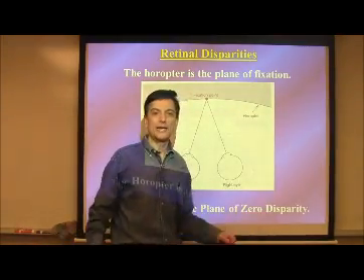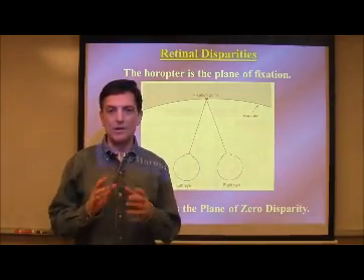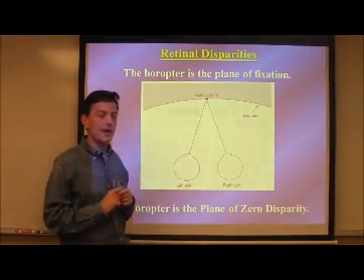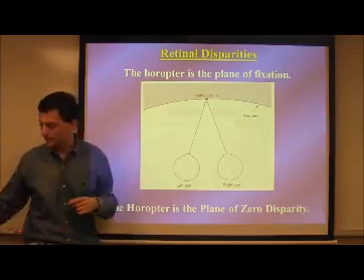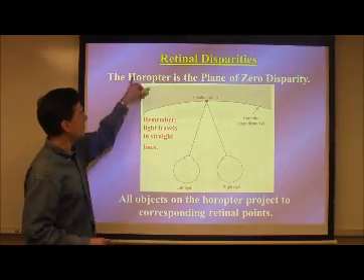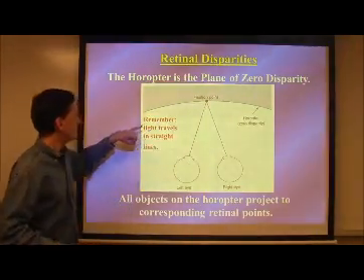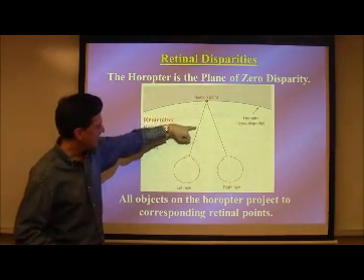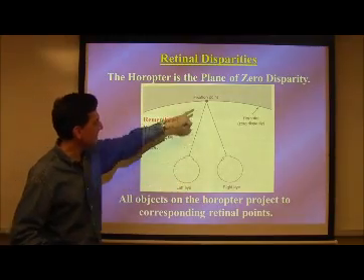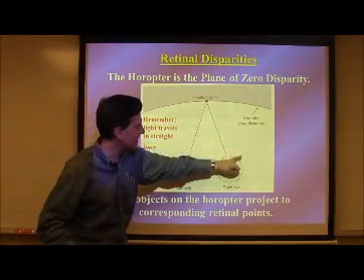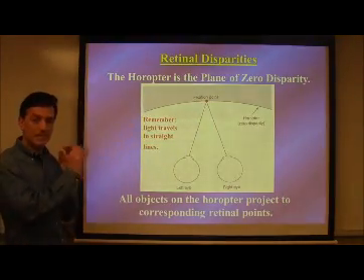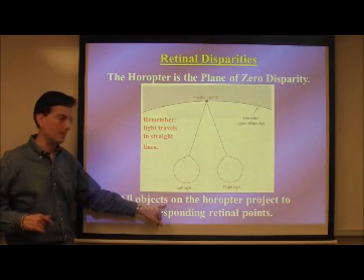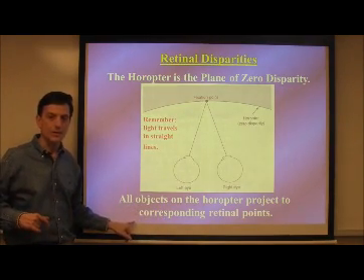And here, when we're talking about zero disparity, we're talking about retinal disparities. This is the point at which we have no retinal disparities. And that'll become clear in just a moment. Okay? So once again, the horopter is the plane of zero disparity. Remember that light travels in straight lines. So here's the fixation point. We have light traveling in straight lines to here, and light traveling in straight lines to here. Here's the horopter, the plane that contains the fixation point. It's the plane of zero disparity. All objects on the horopter project to corresponding retinal points.